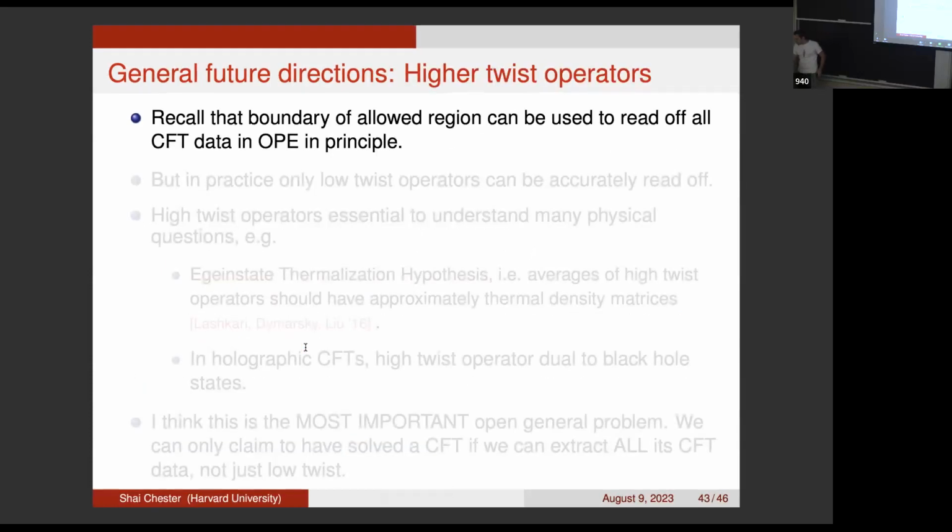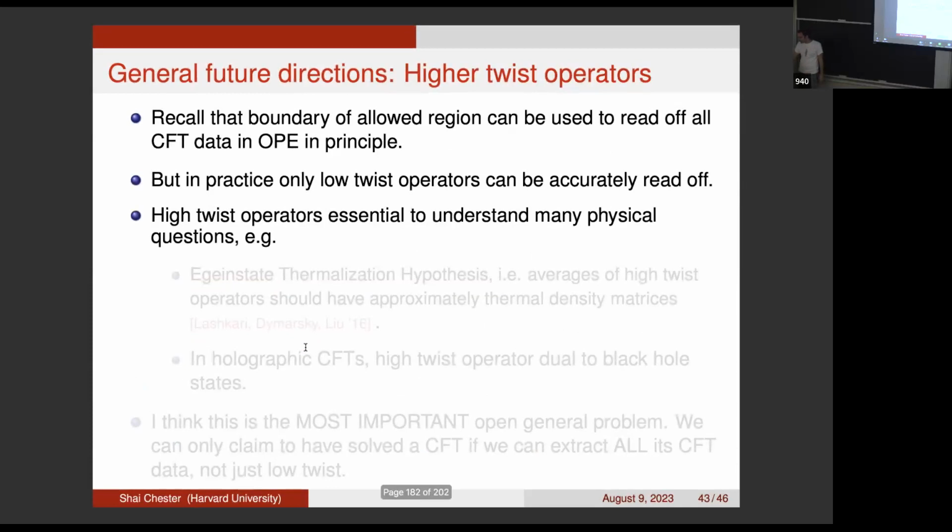Okay, so another future direction that's very important is higher twist operators. Recall that if you think that your theory is saturating the bootstrap bound, then you can read off all the data in that 4-point function, the entire spectrum. But in practice, numerically, you can only so far read off low twist operators. We showed that example for the Ising model. High twist operators, though, are essential to understand many physical questions.